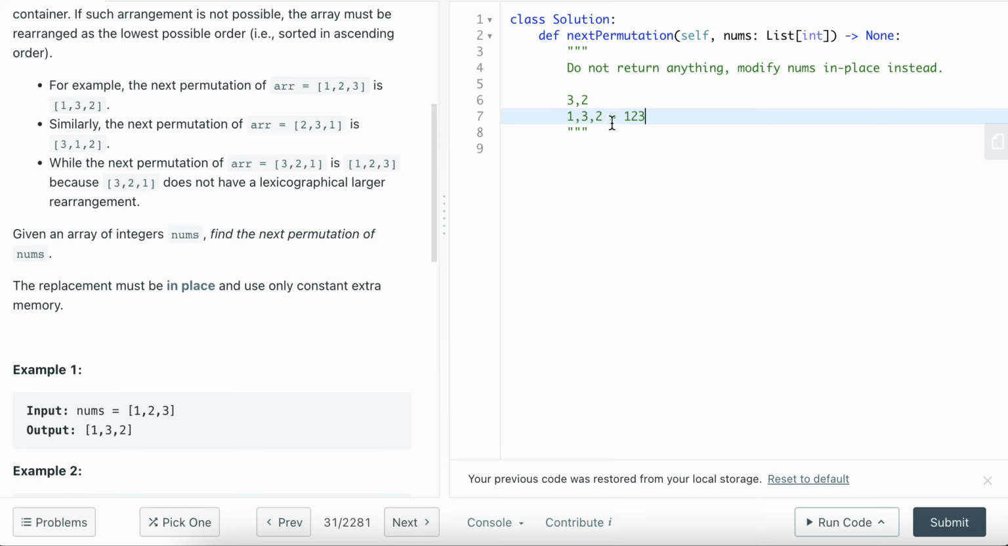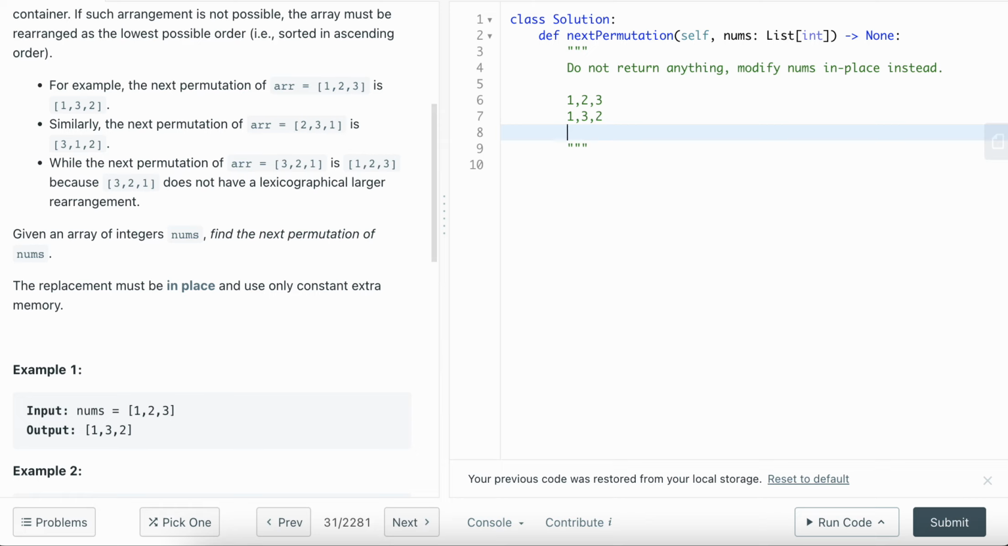Basically, 1, 3, 2 is a little bigger than 1, 2, 3, right? So the next permutation of 1, 2, 3 is 1, 3, 2. What is the next permutation for 1, 3, 2? You already did all the combinations with 1 in front, the 3 and 2 positions. So you basically backtrack, and in this case, you need to backtrack 1 as well.